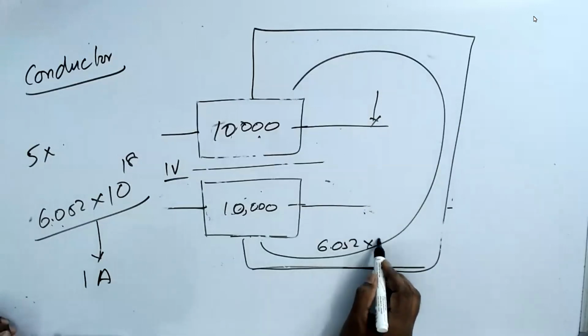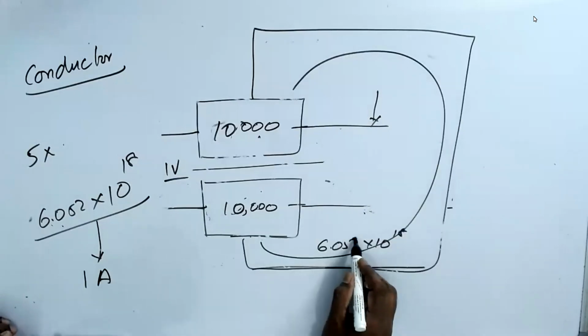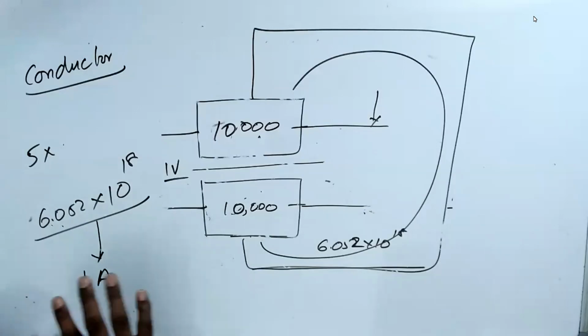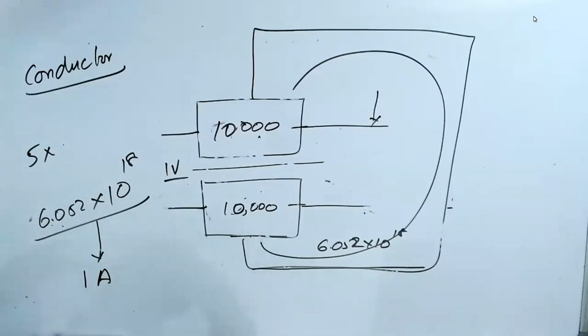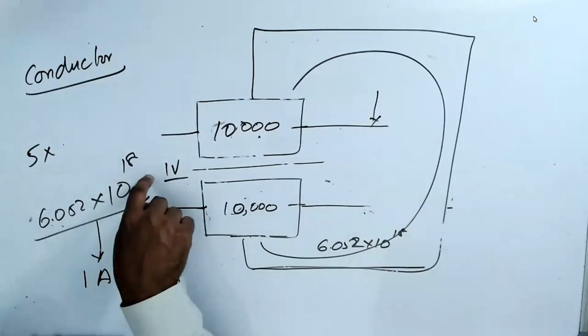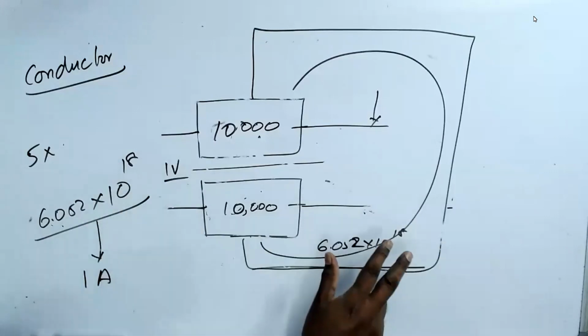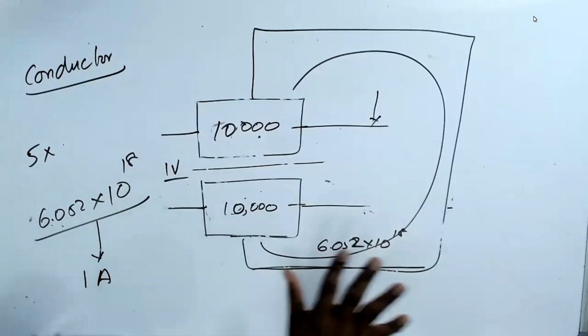6.052 into 10 power 18. We know all of this. I'm just refreshing you, that's all. You know everything. I'm just refreshing all the concepts, because I have to start from somewhere. I'm starting with this possibility. That means that both are the same number. Please understand, 1 volt and 1 ampere are having the same number of electrons.